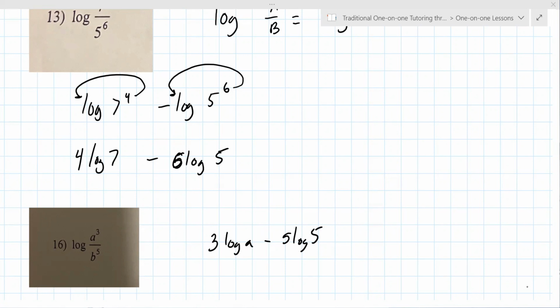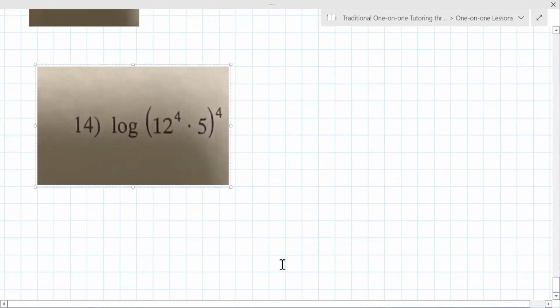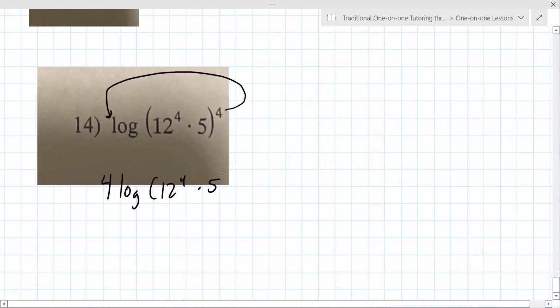Okay, let's look at 14 and might be our last one. We'll see. We've got time here. Again, wherever you see that exponent outside the parentheses, you bring it out in front. So this becomes 4 log 12 to the 4th times 5.